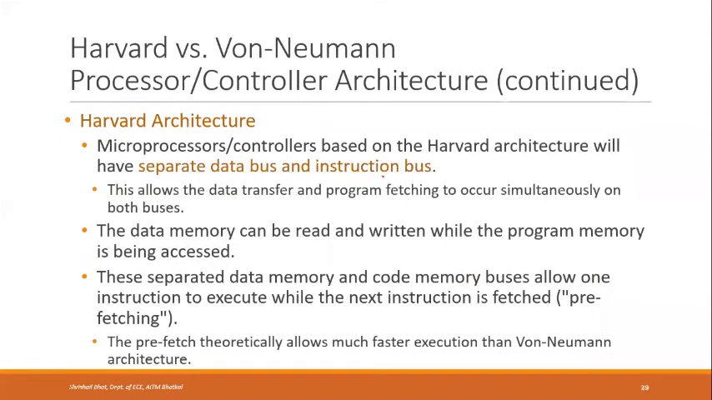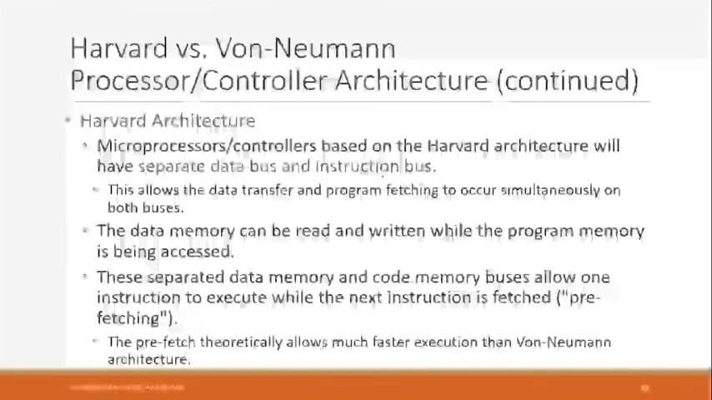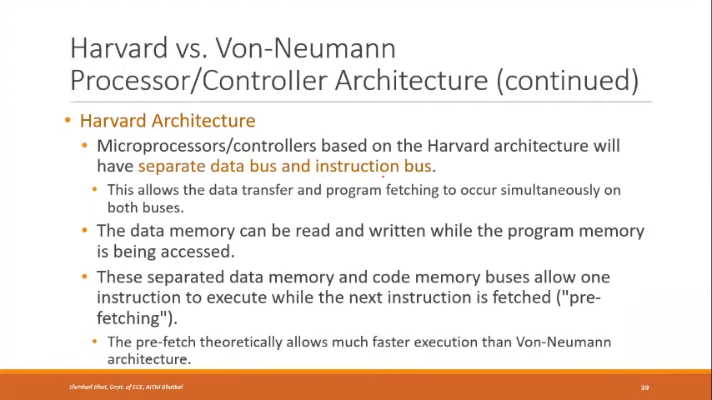Whereas in Harvard architecture, they have a separate data bus and instruction bus. With this, we can transfer the data and the program, which is the code, simultaneously on their respective data bus and instruction bus. The data memory can be read and written while the program memory is being accessed. So simultaneous operation is allowed here.